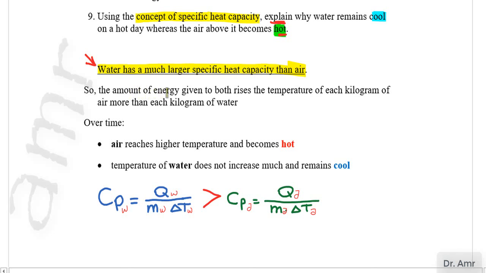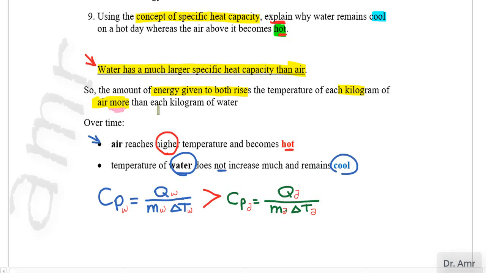يبقى معنى كده the amount of energy given to both بتزود الاير، انما ما بتزودش الميه بالمقدار الكافي، فالاير بيسخن لان هو مش محتاج كميه طاقه كبيره عشان يسخن. To raise the temperature of each kilogram, ده تعريف السبيسيفيك heat، of air more than each kilogram of water. ده بيؤدي الى ان الاير reaches higher temperature وبيبقى hot، انما الwater does not increase much or remains cool.